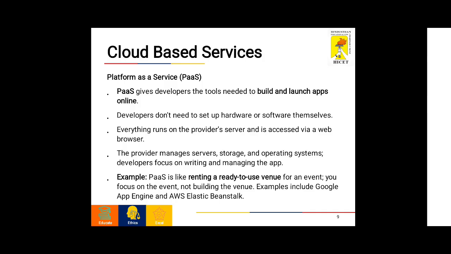Next one is platform as a service. PaaS gives developers the tools needed to build and launch apps online. Developers don't need to set up hardware and software themselves. Everything runs on the provider's server and is accessed through a web browser. The provider manages server storage and operating systems. Developers focus on writing and managing the apps. Example, PaaS is like renting a ready-to-use venue for an event. You focus on the event, not building the venue. Examples include Google App Engine and AWS Elastic Beanstalk.